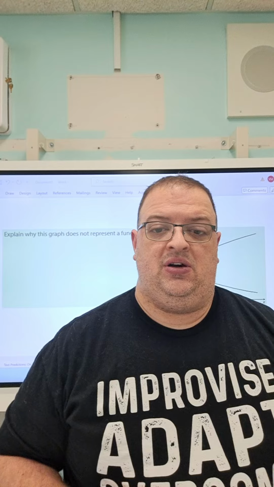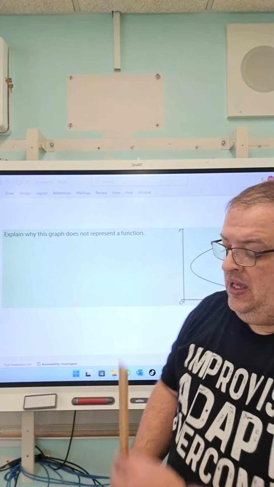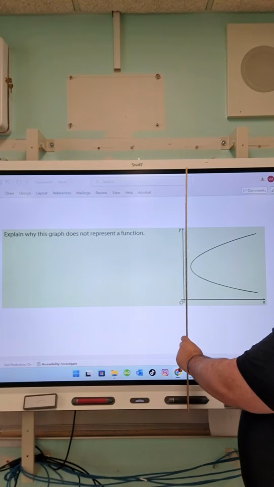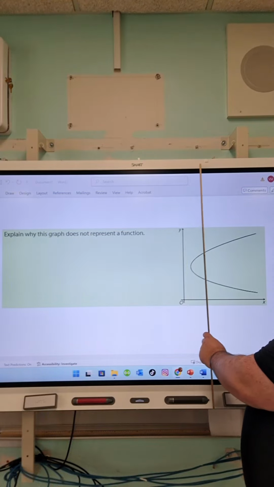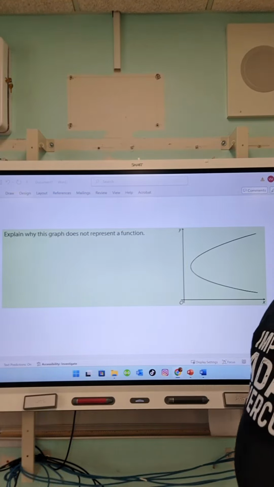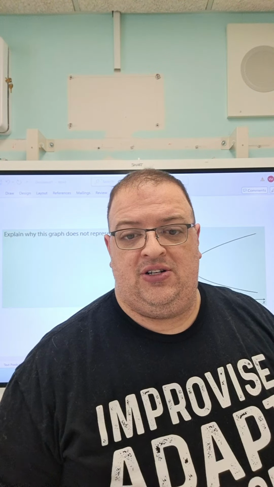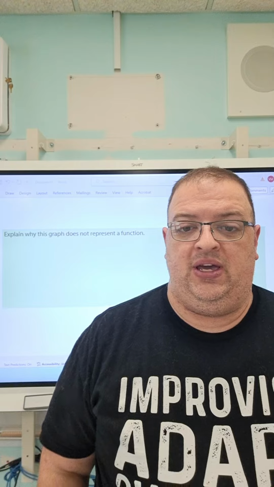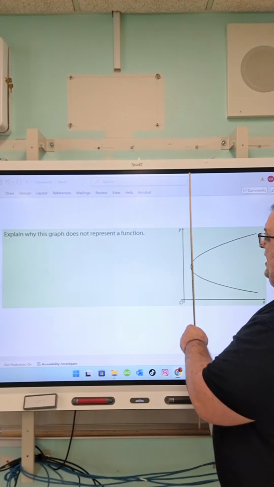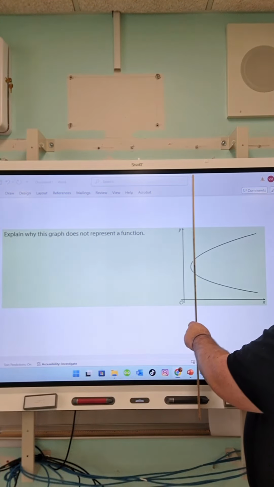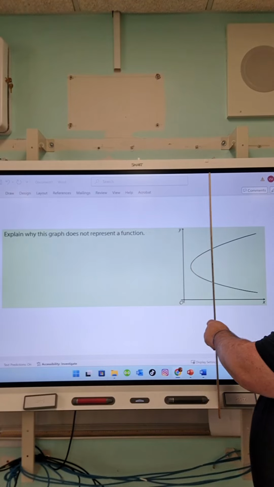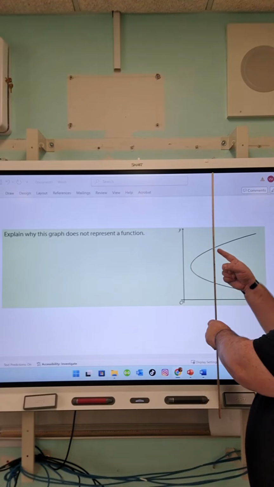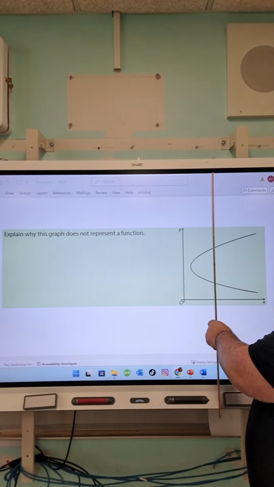And we use something called the straight line rule. We take a straight vertical line and we run it across the graph of a function. Now, if this was a function, my yardstick would only be able to hit it in one point at a time. But as you can see, as soon as I start hitting this sideways parabola, I'm hitting this graph at the bottom. At the same time, I'm hitting this graph at the top.